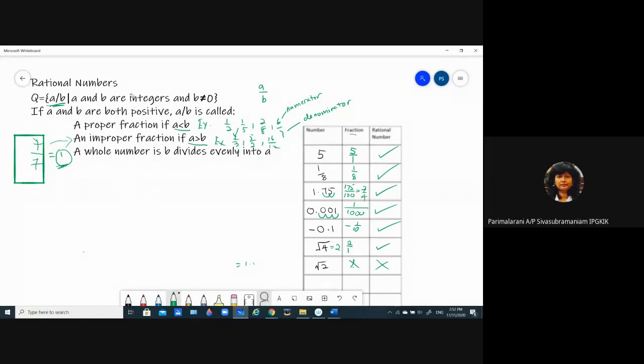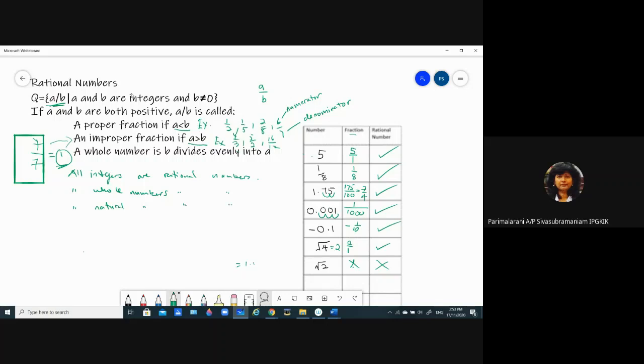So from this table here, we can make several conclusions. We know there are whole numbers, and so on. From this table we can say that all integers are rational numbers. We can also say that all whole numbers are rational numbers. And we can also say that all natural numbers are rational numbers.